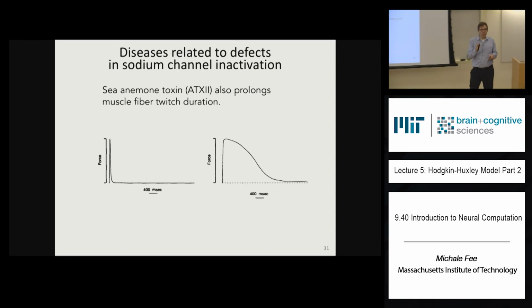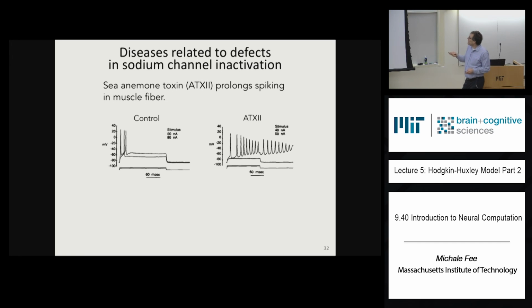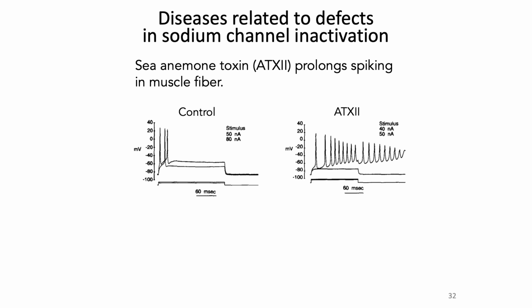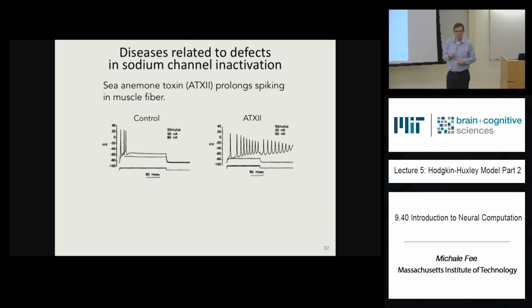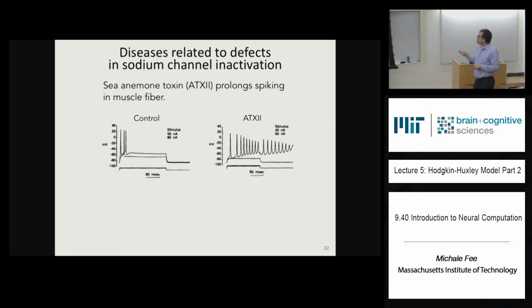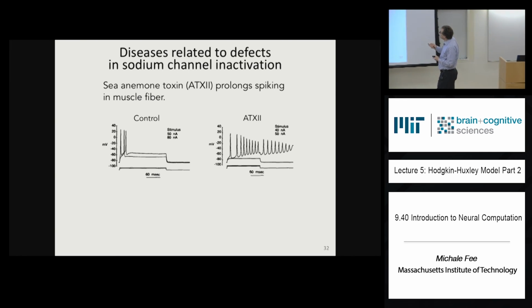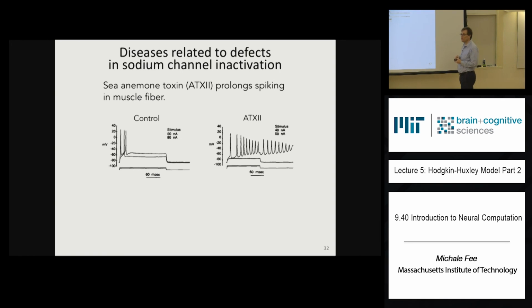So you can now record from this muscle fiber when it's been treated with this toxin that produces what's called a myotonic run. You can see that a control muscle fiber produces a single or maybe two action potentials when you depolarize it. That's what a muscle fiber normally does. But when you treat it with this ATX2, it generates many action potentials. And why would that be? Does that make sense? We're going to explore why that is.